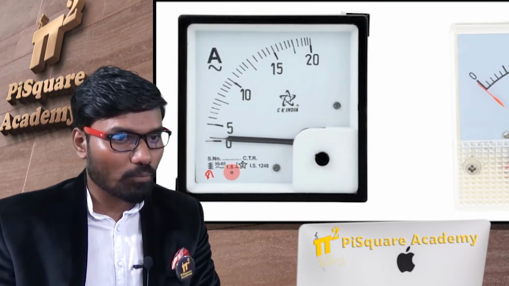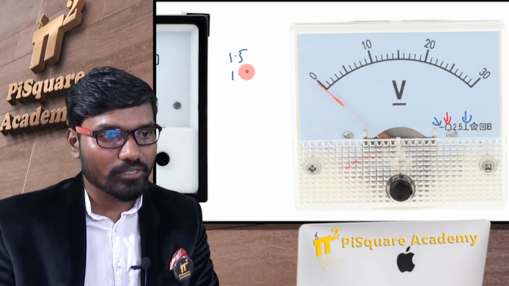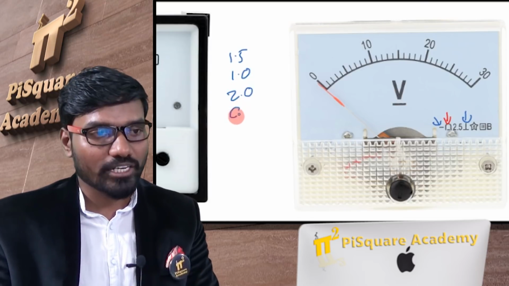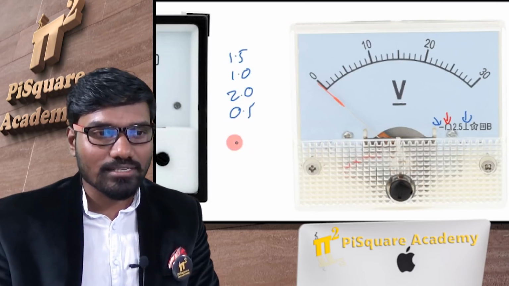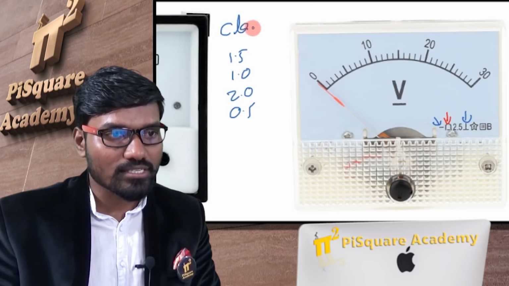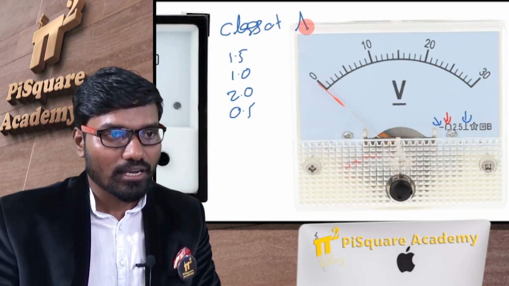Now this symbol is over, this symbol is over, this symbol is also over. In between we have something 2.5, here 1.5, here 1.5. Okay, so what is this 1.5? Sometimes 1.0, sometimes 2.5, 2.0 or 0.5, something like this. What do all these numbers give? This gives the class of accuracy. Class of accuracy.